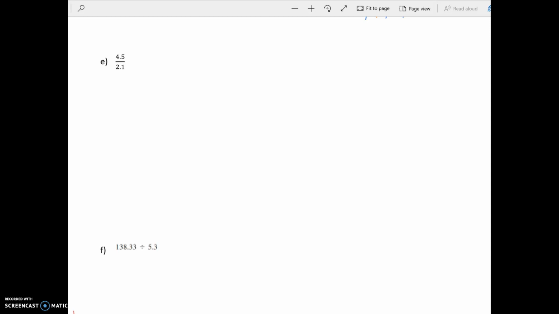Let's take a look at problem E. Now, in this case, this is going to be a long division problem. The minor problem that we have is that since you have decimals, you can't really run the long division unless you have integer values in the denominator. So what I'm going to do is multiply by 10 and multiply by 10.